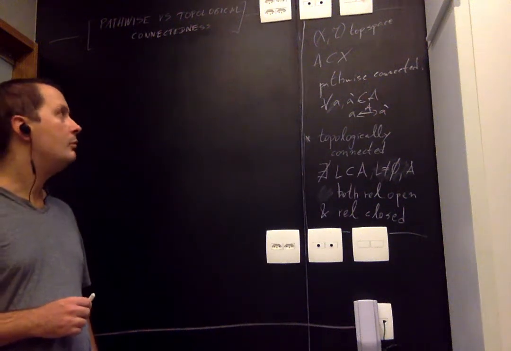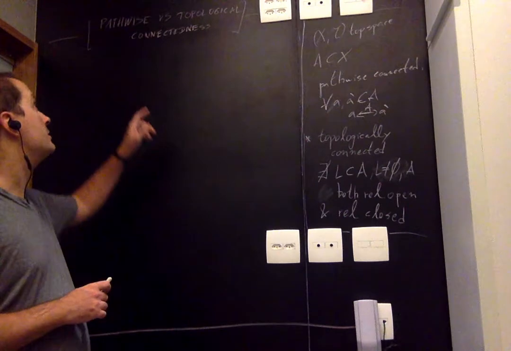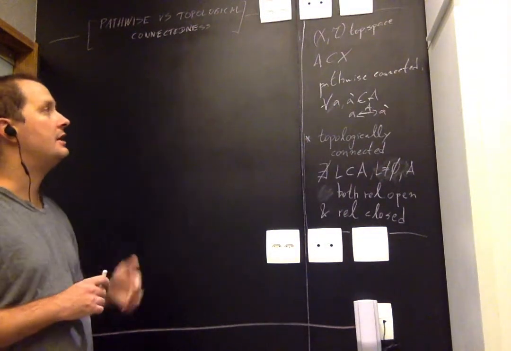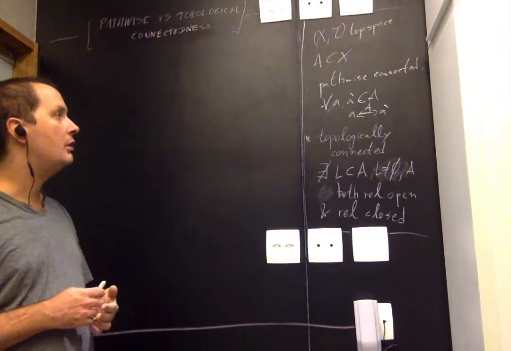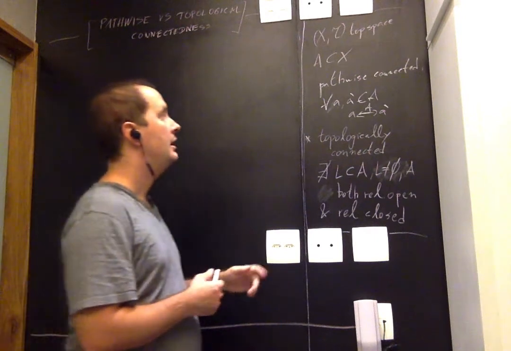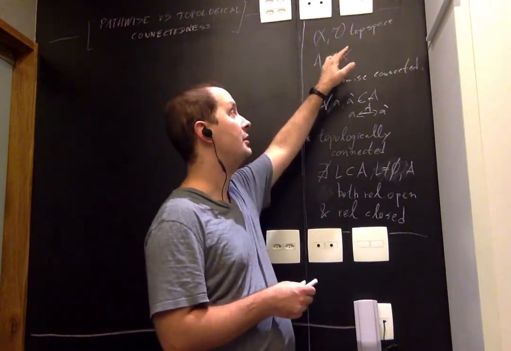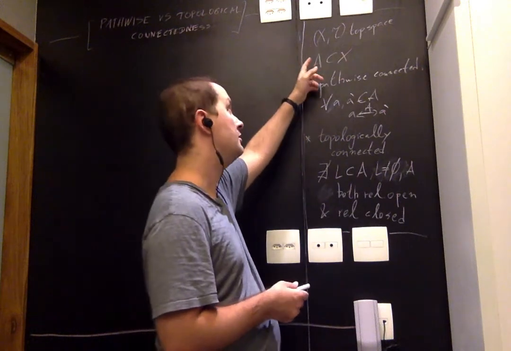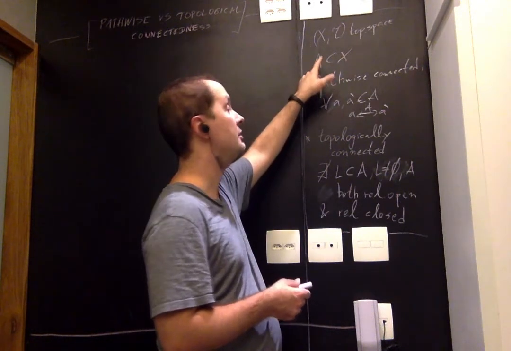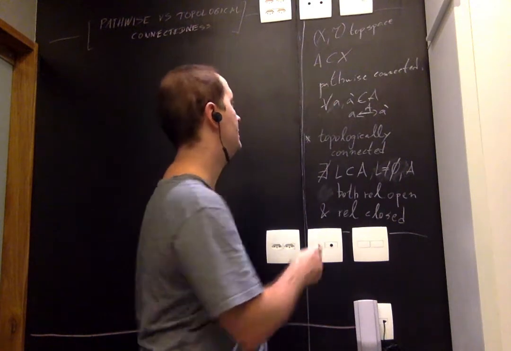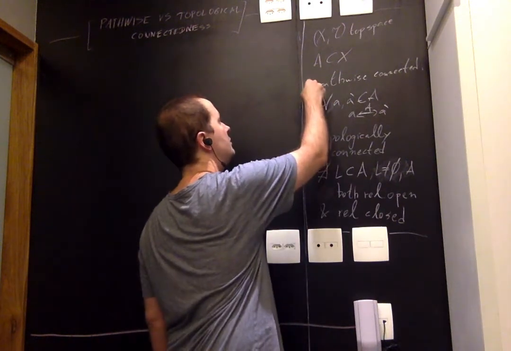So this time we're going to go back to comparing the concepts of pathwise versus topological connectedness. Let me recall what these things are. Instead of what I did last class, which was to talk about a topological space being connected or disconnected, I'm going to talk about subsets of a topological space. And then I have two definitions.